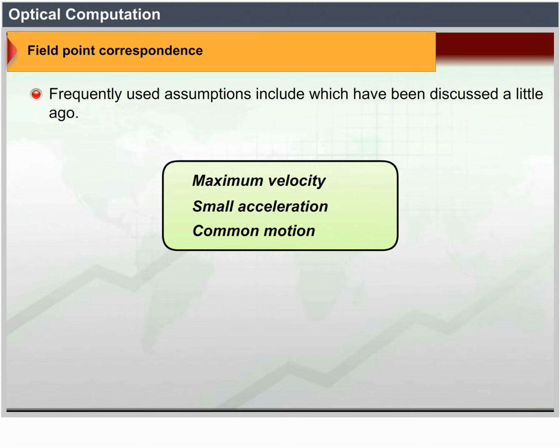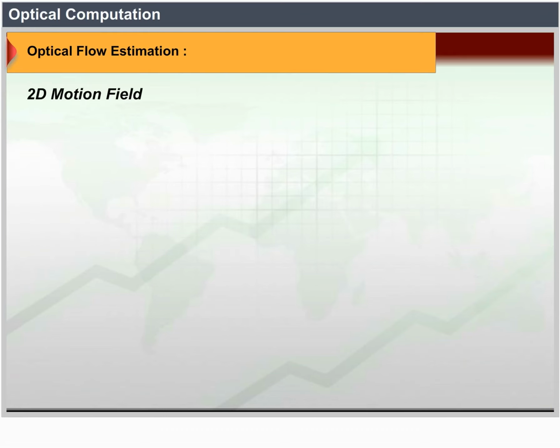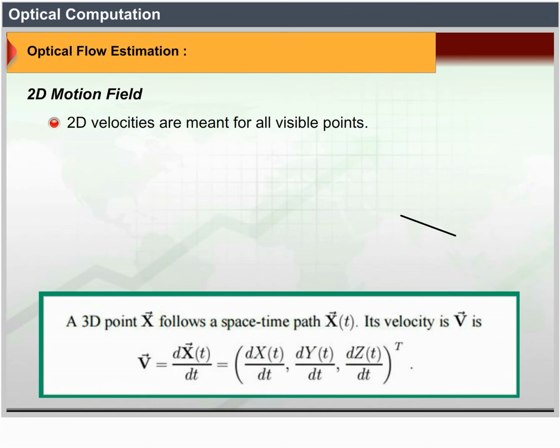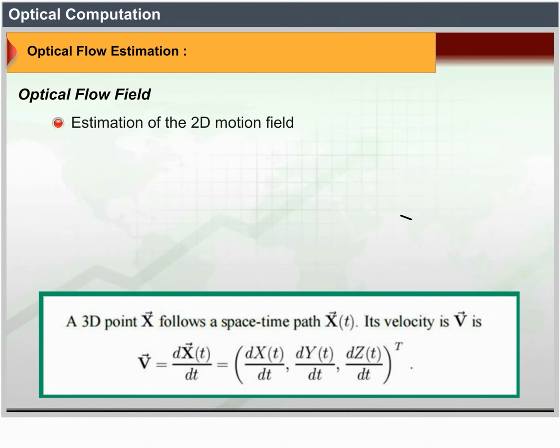Optical flow estimation. 2D motion field: 2D velocities for all visible points. Optical flow field: an estimate of the 2D motion field. The image motion diagram can be seen on screen.